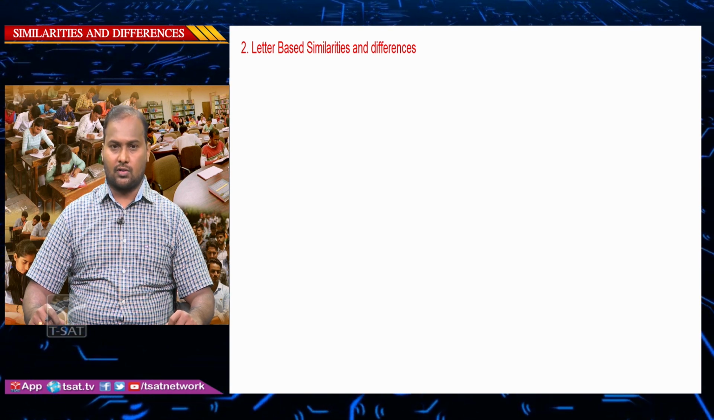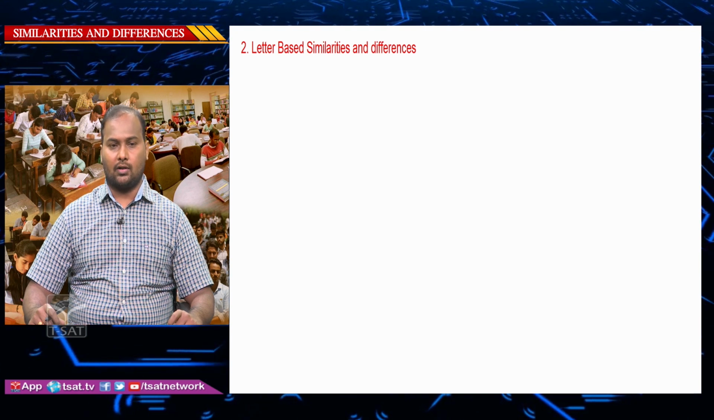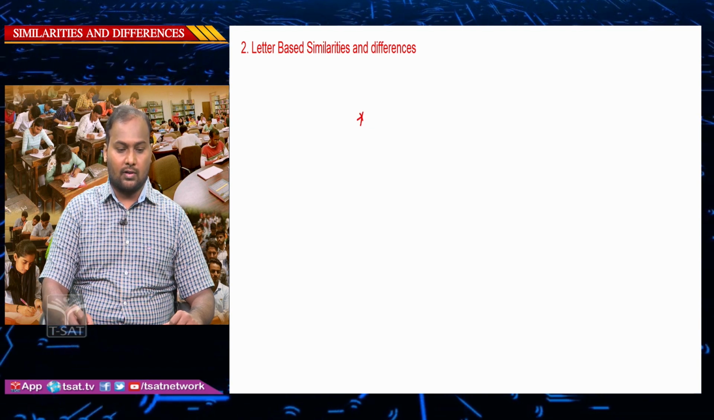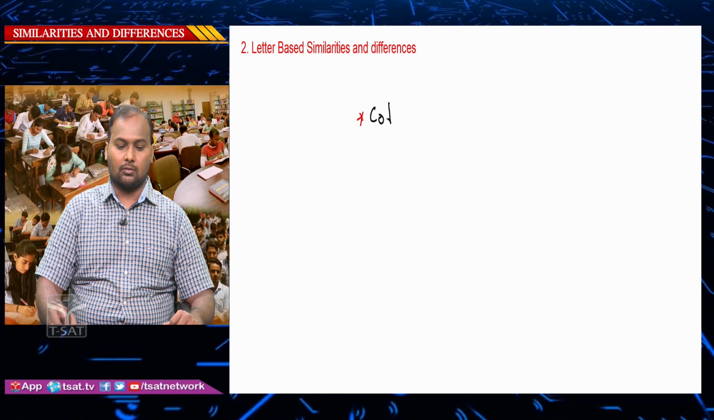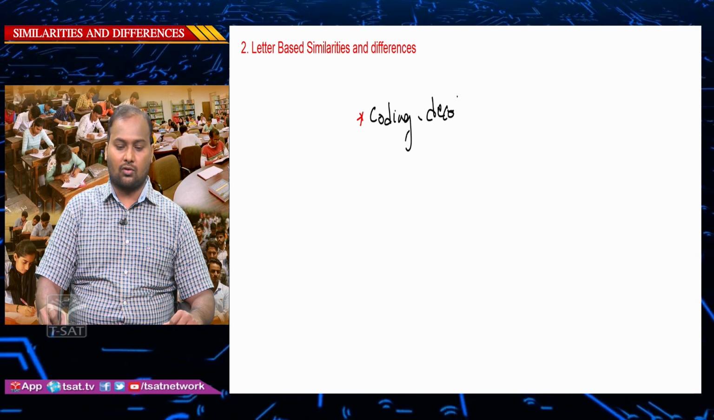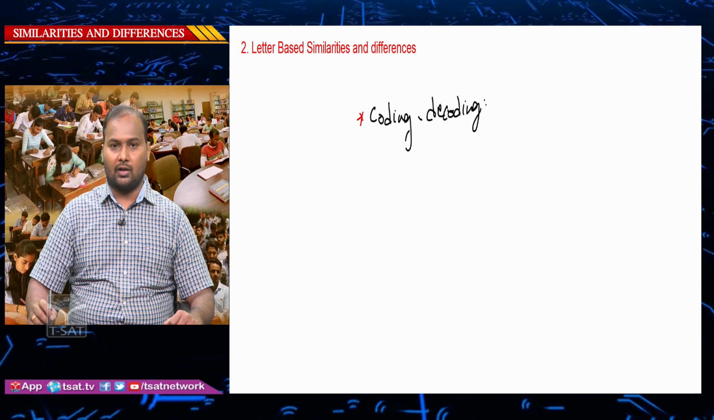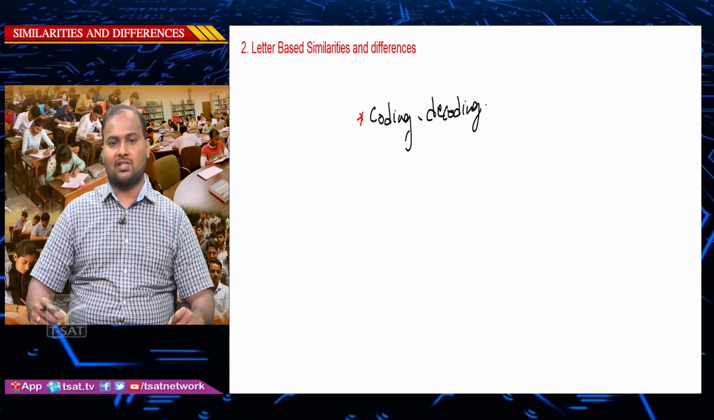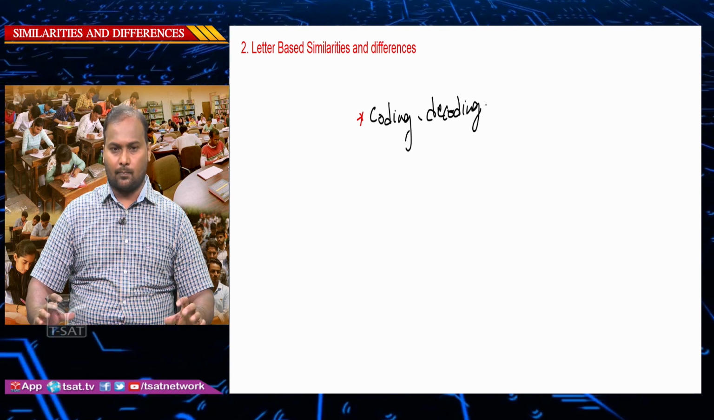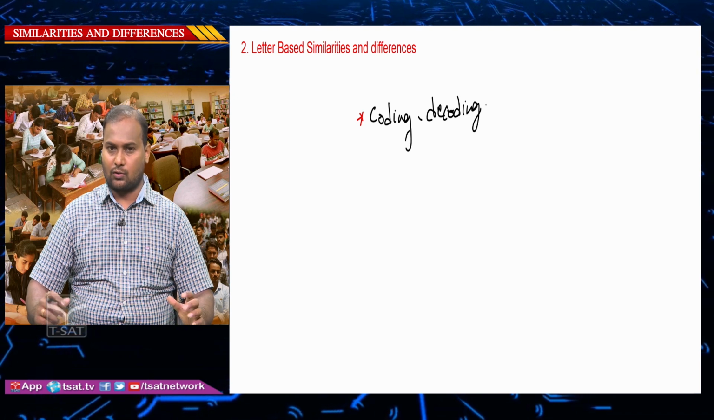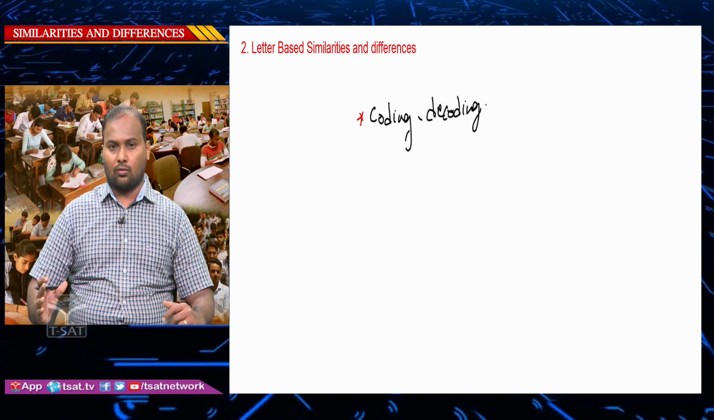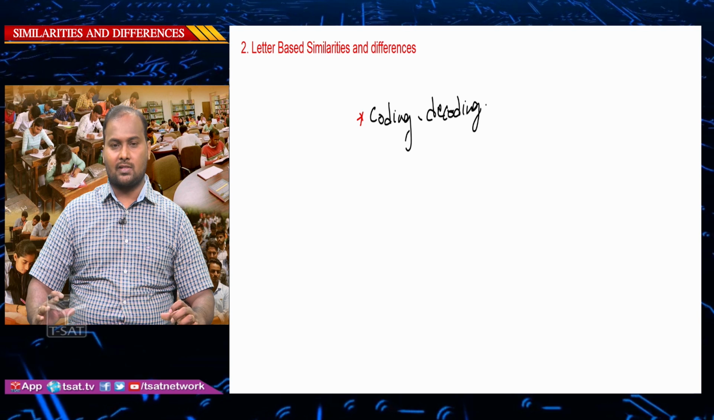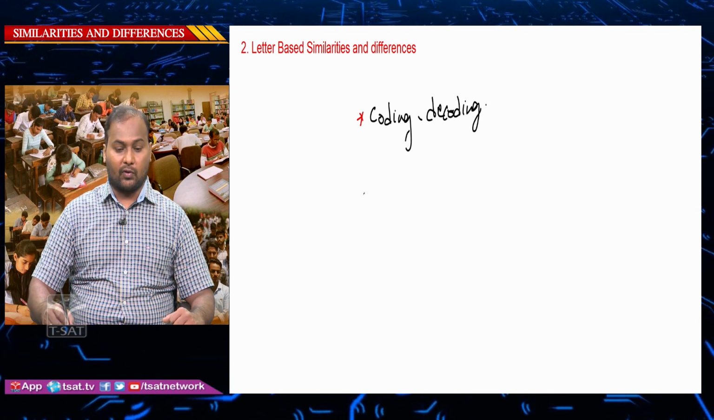To answer the questions from this topic, the student should be thorough with coding and decoding. That is very, very important. The first one is coding and decoding. So, what are the different types of coding and decoding? How are these coding and decoding patterns formed? How is the approach towards coding and decoding? Once the student is thorough with this topic, it becomes very, very easy for him, because the questions will be of a similar approach. That is very, very important.